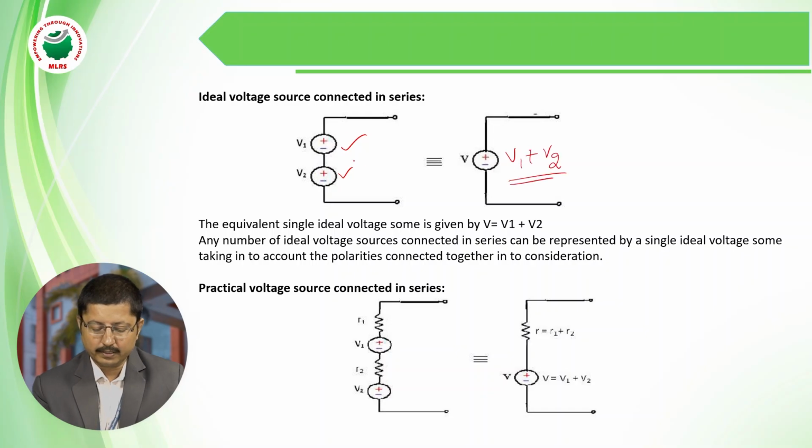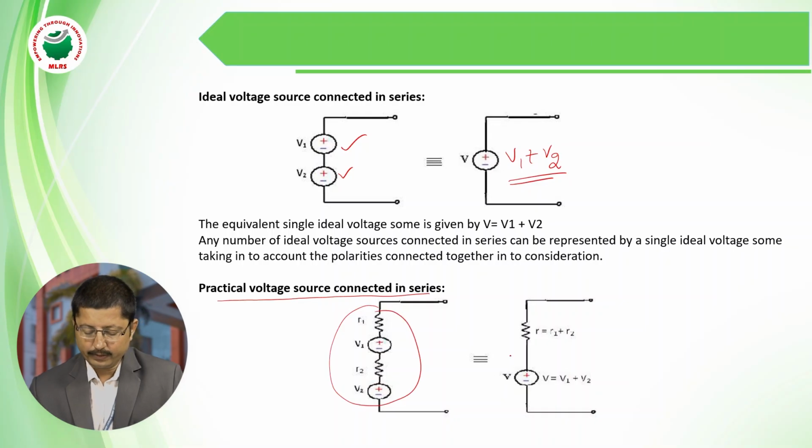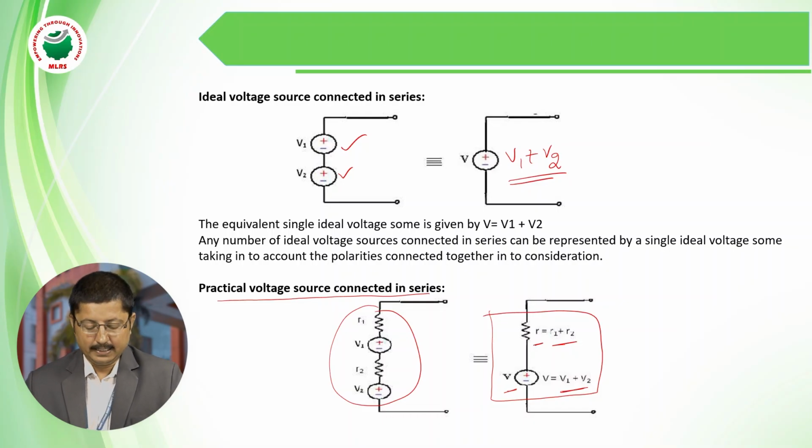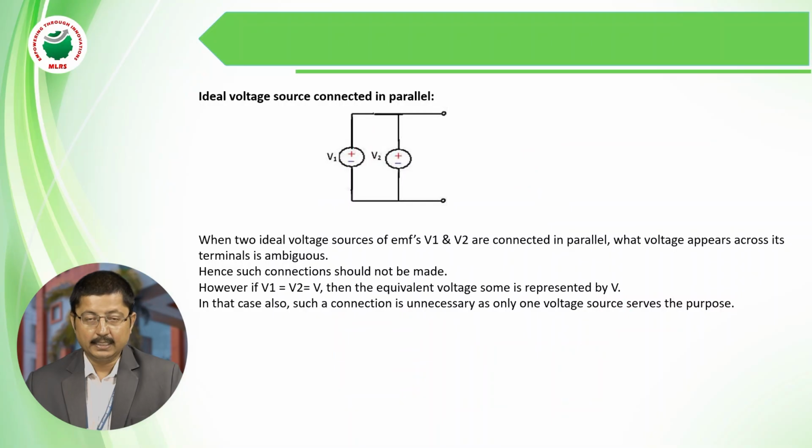The total voltage across the two terminals is equal to V1 plus V2. Similarly, if the practical voltage sources are connected in series, then whenever the circuit has such a network, we have to reduce it into one simple network. That is, we reduce it to one single voltage source and one single resistance, where V is equal to V1 plus V2 and R is equal to R1 plus R2. So that is about ideal voltage sources connected in series and practical voltage sources connected in series.